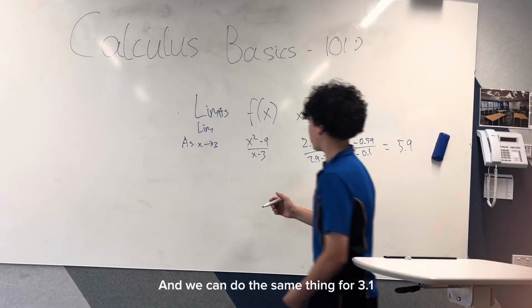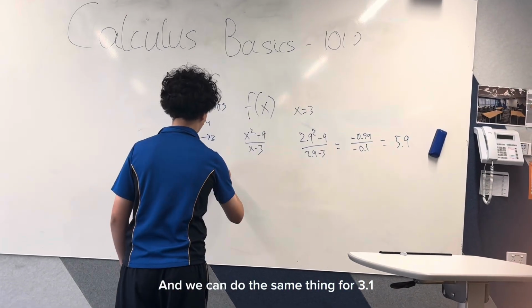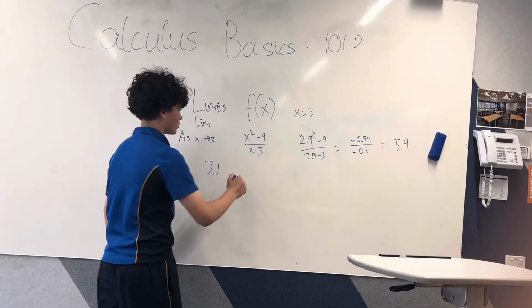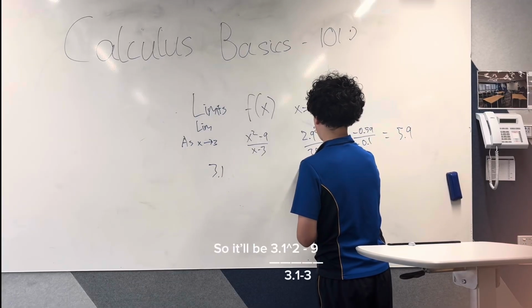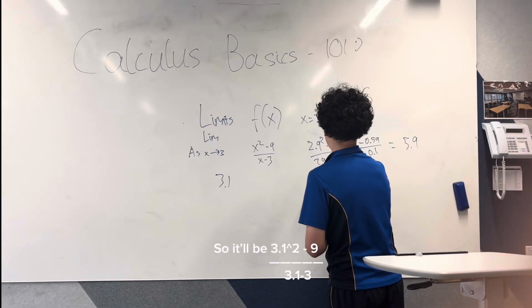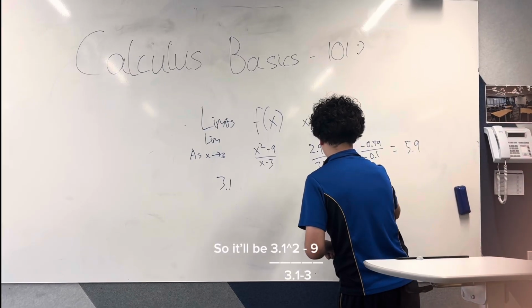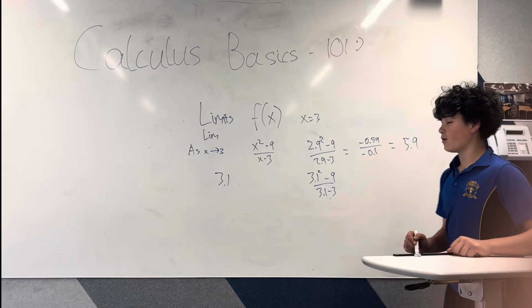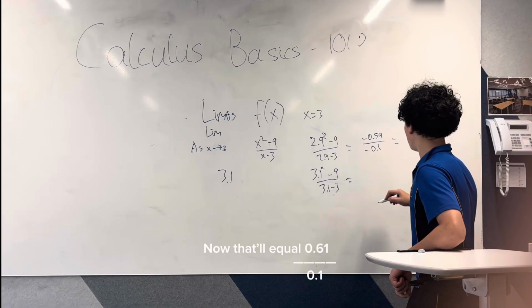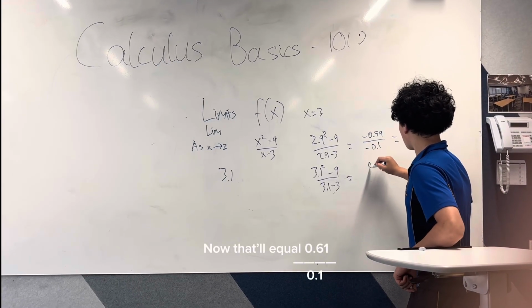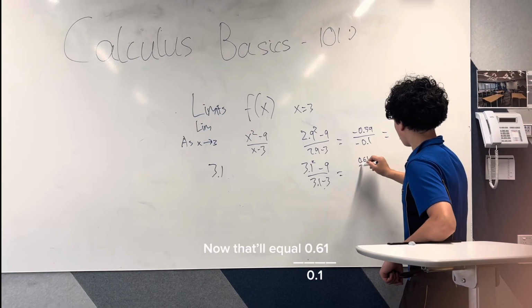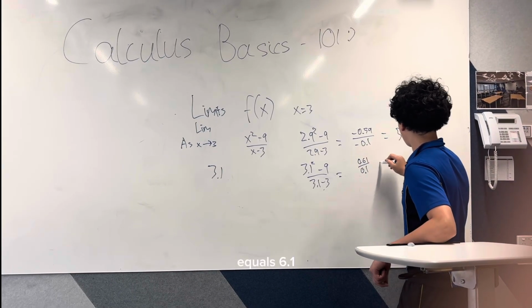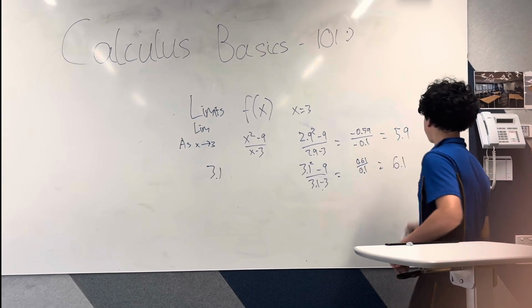And we can do the same thing for 3.1. So we do the equation 3.1 squared minus 9 over 3.1 minus 3. Now that will equal 0.61 over 0.1, which equals 6.1.